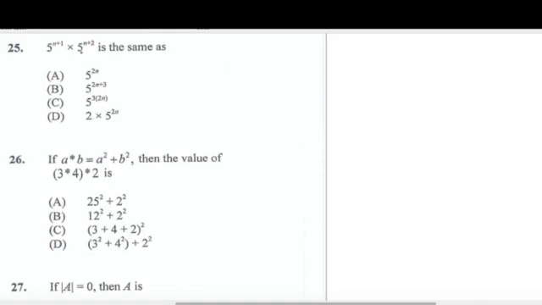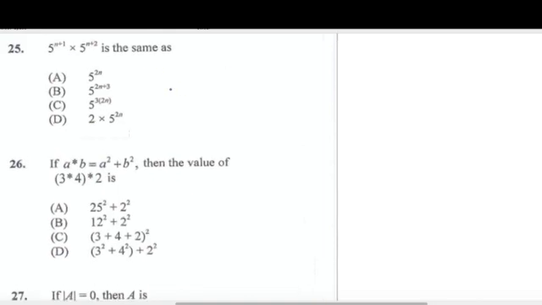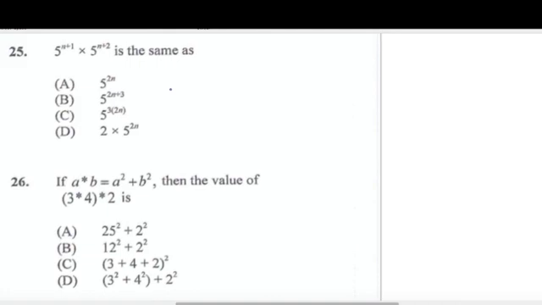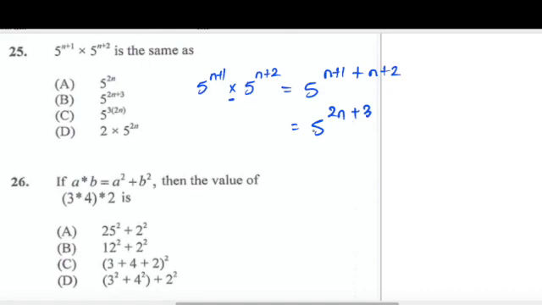Number 25, we are dealing with the laws of indices here. We know 5 to the n plus 1 multiplied by 5 to the n plus 2. In a multiplication, you have to add the indices, so that's 5 to the power of n plus 1 plus n plus 2. So that'll be 5 to the power of n plus n is 2n, plus 1 plus 2 is 3. So 2n plus 3, the answer is B.